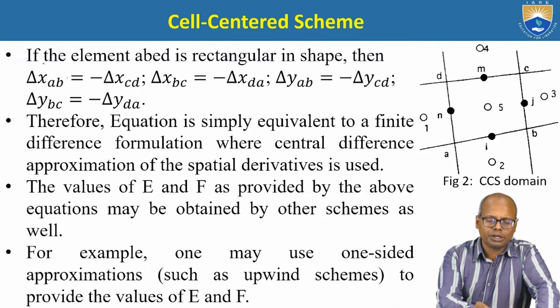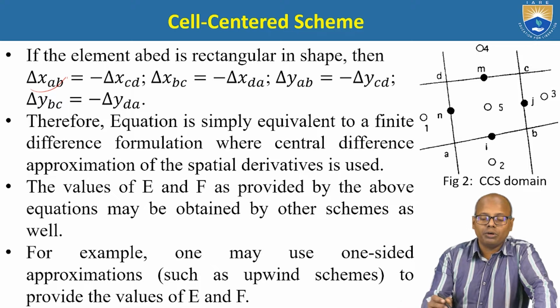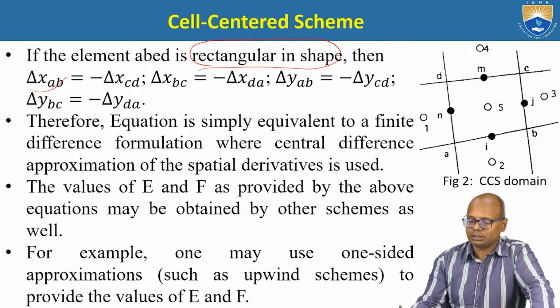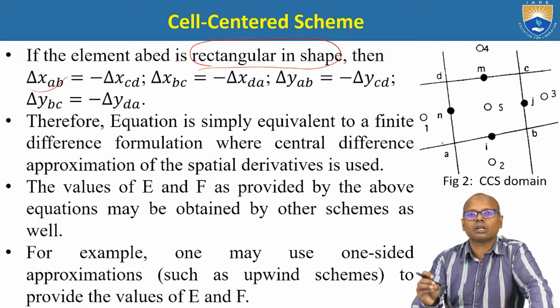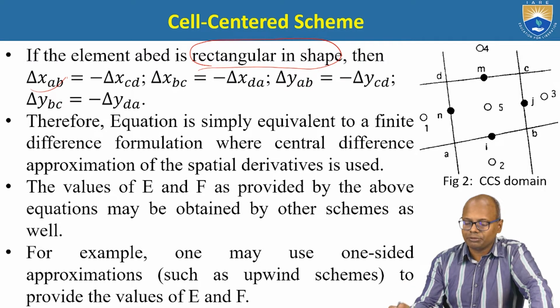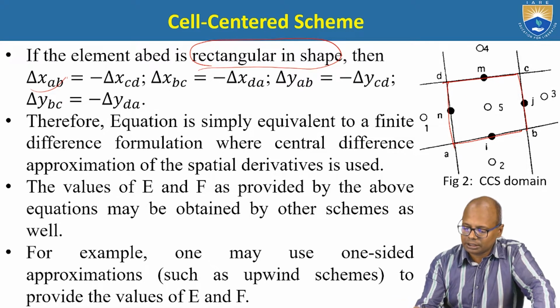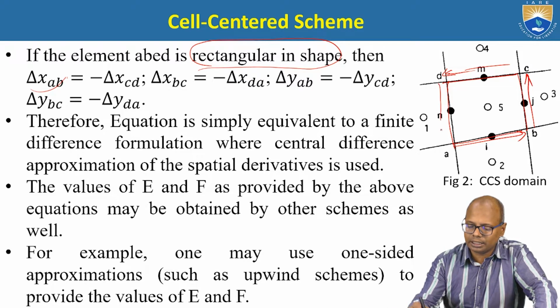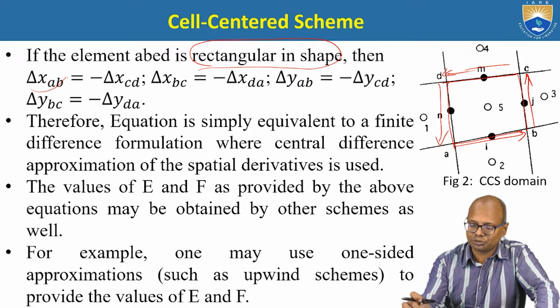Before that, what is delta x AB? Now, if this shape is a rectangle, here we have seen that it is not a rectangle. We have taken a quadrilateral element. So the quadrilateral can sometimes be a rectangular element. If it is a rectangular element, this length is equal to this length and this length is equal to this length. But since AB is in this direction and CD is in this direction, I have to take a minus value here. BC is in this direction and DA is in this direction, but we have to take the same direction. If I take this one as positive, this one will become negative.